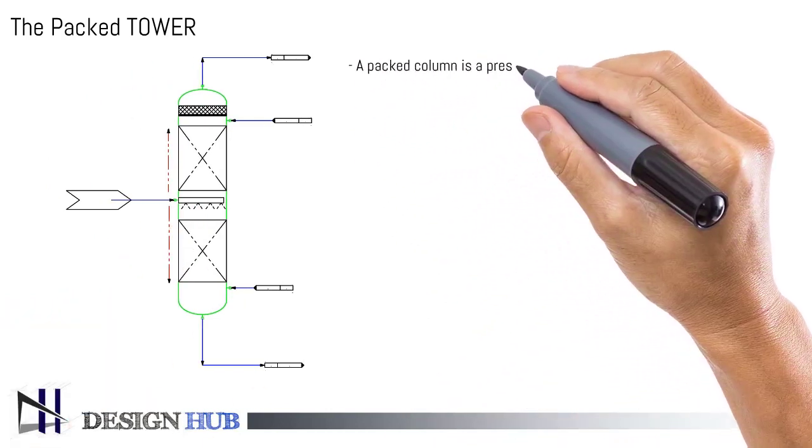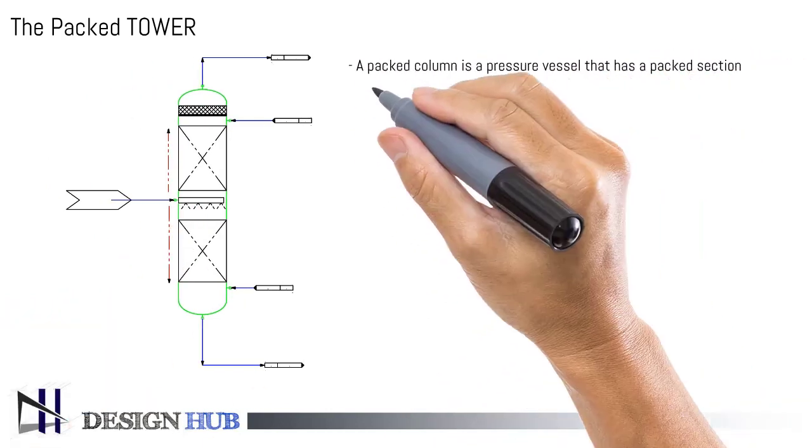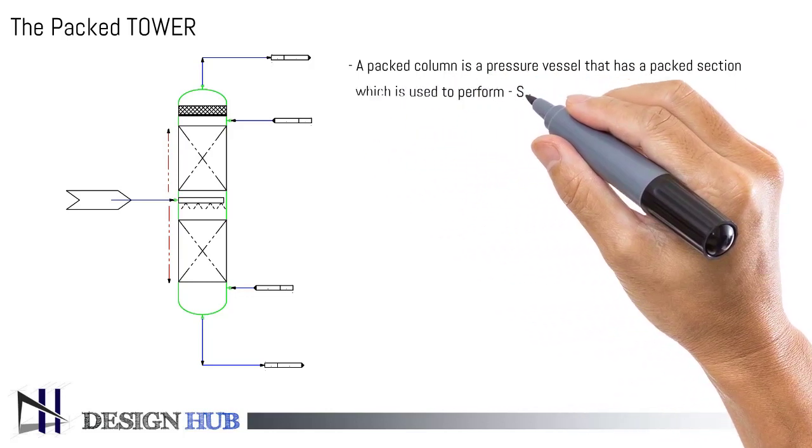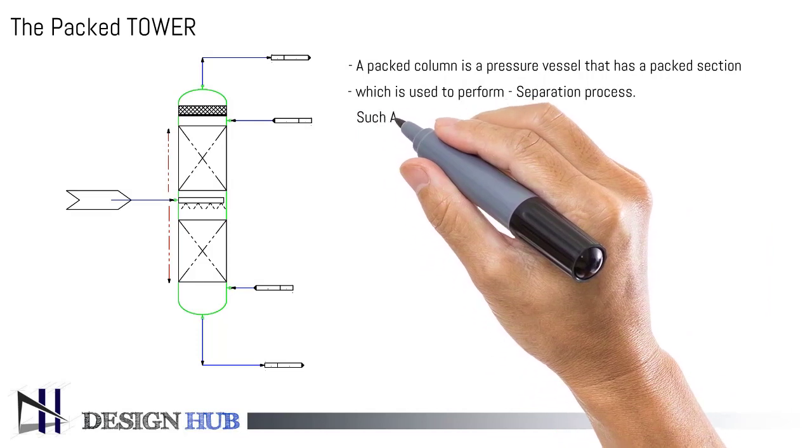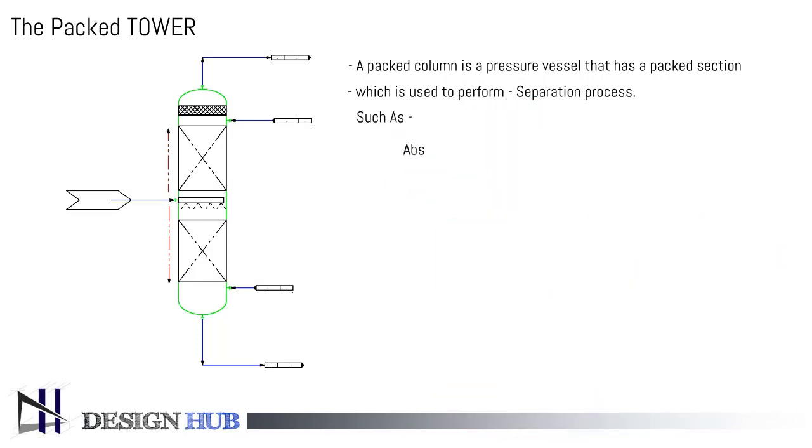A packed tower is a pressure vessel. The packed section is used to perform separation processes such as absorption, stripping, distillation.